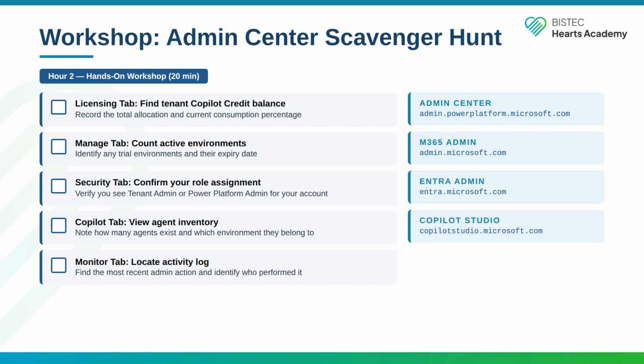Third, the Security tab. Confirm your own role assignment. You should see Tenant Admin or Power Platform Admin for your account. If you do not, the hands-on challenge in Hour 3 requires admin privileges and you need to resolve this before starting. Fourth, the Copilot tab. View the agent inventory. Note how many agents exist and which environments they belong to. Fifth, the Monitor tab. Find the activity log and identify the most recent admin action and who performed it.